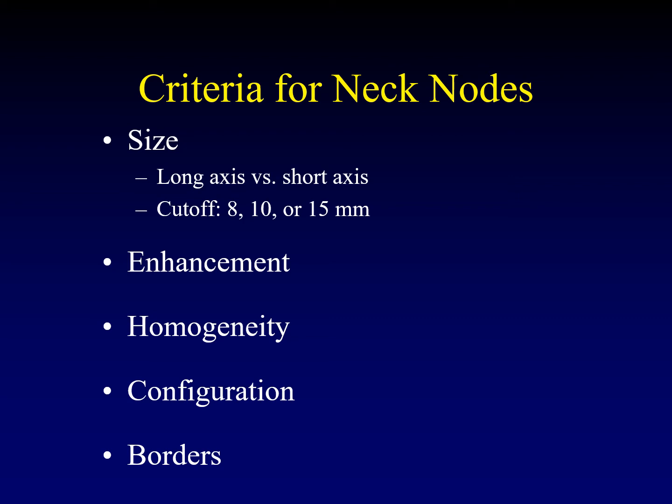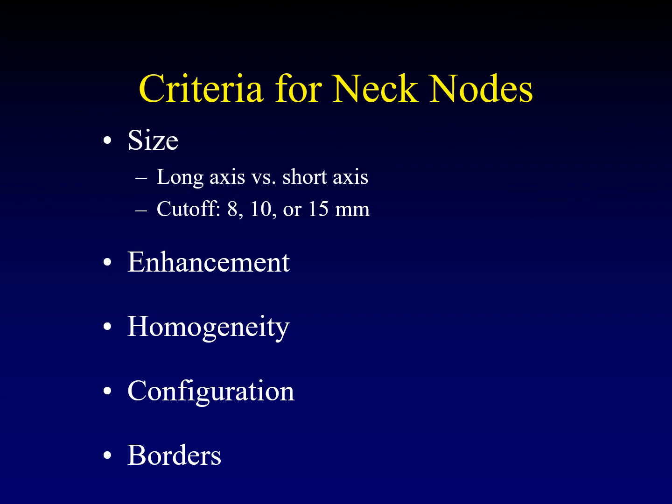Let's talk about how we as radiologists distinguish between benign and malignant lymph nodes. There are many criteria that have been used in the literature to make this distinction. It's hugely important. It's much of what we do in neck imaging. One way you can tell the difference is by size. Larger lymph nodes are more likely to be metastatic. Different authors have used different thresholds as criteria for malignancy. Different authors have used long axis of the node versus short axis of the node, and cutoffs include 8, 10, or 15 millimeters for the nodes in the neck.